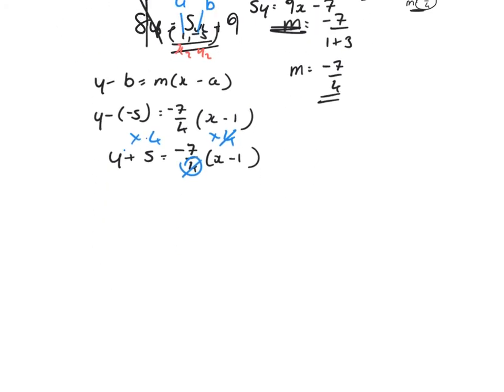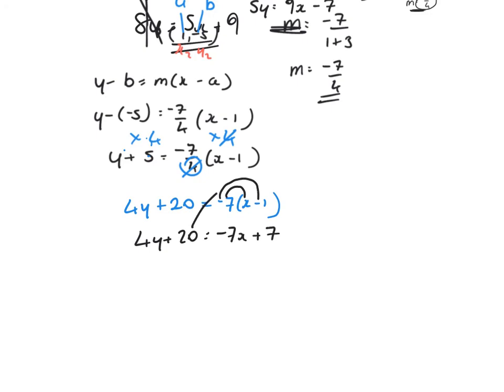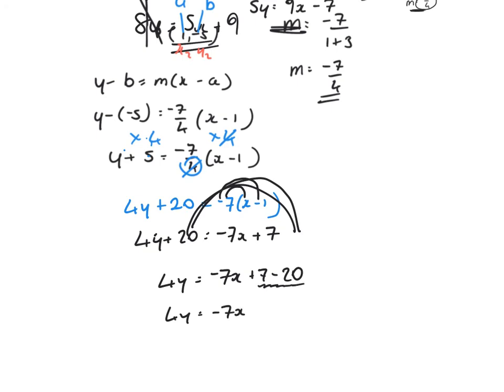Okay, so 4 times y, 4y, 4 times 5, 20 is equal to minus 7 bracket x minus 1. Let's tidy that up. Minus 7 times x, minus 7x, minus 7 times minus 1, plus 7. Bring the 20 to the other side and change its sign. 4y equals minus 7x plus 7 minus 20. Minus 7x, 7 minus 20, that's minus 13. Final answer.